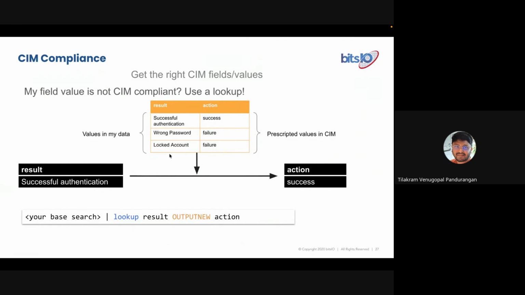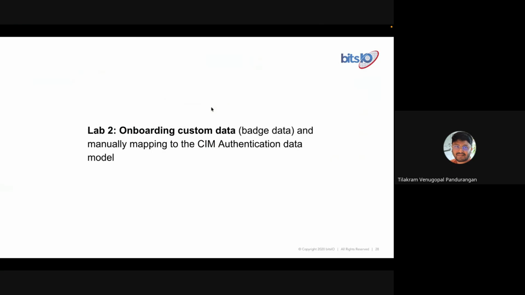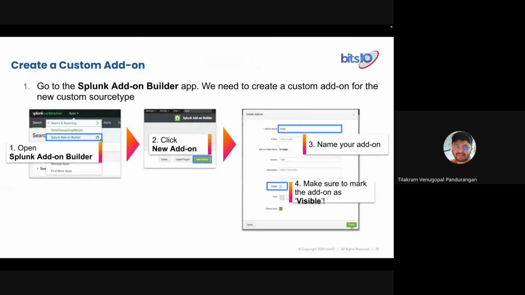So once I do that, I have made my data SIM compliant, so that whenever I execute a query, I will get the results from the lookup and then it will be overridden. So if the result is equal, the action will be success. Now we'll onboard some custom data and see how we are going to map that to an authentication data model.